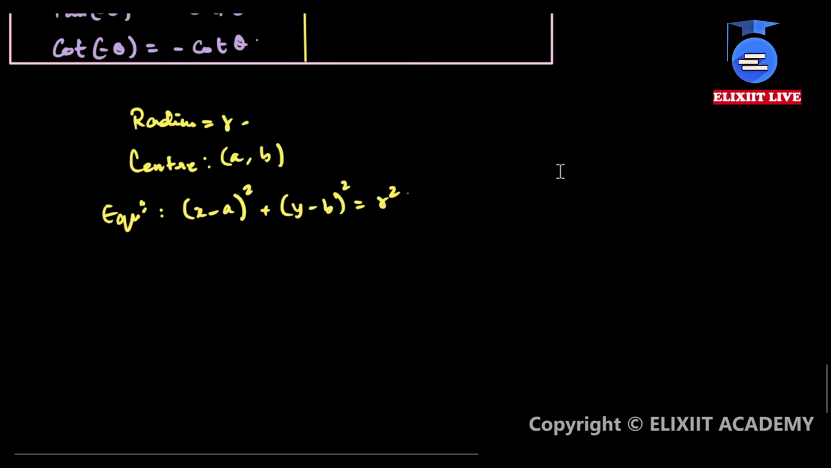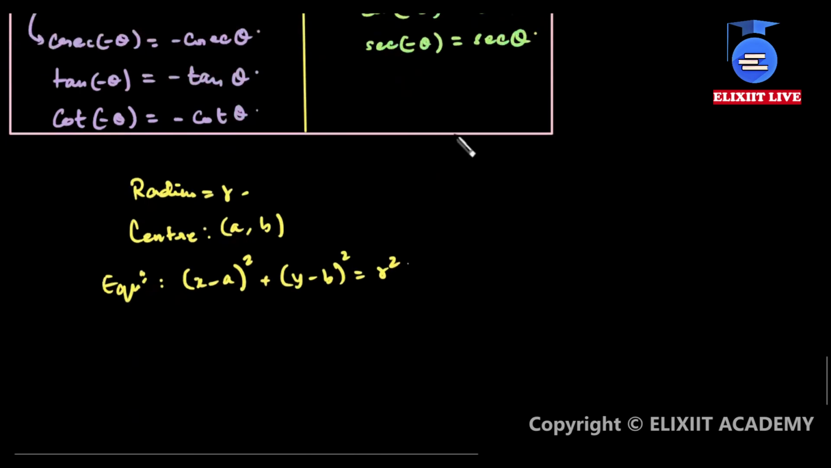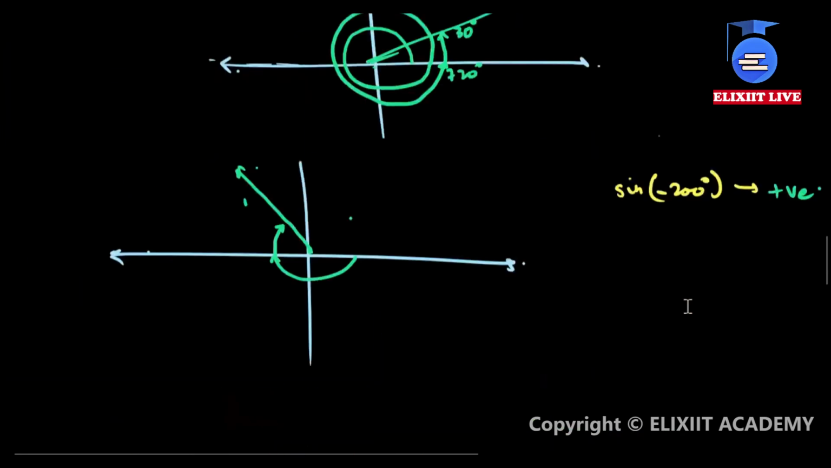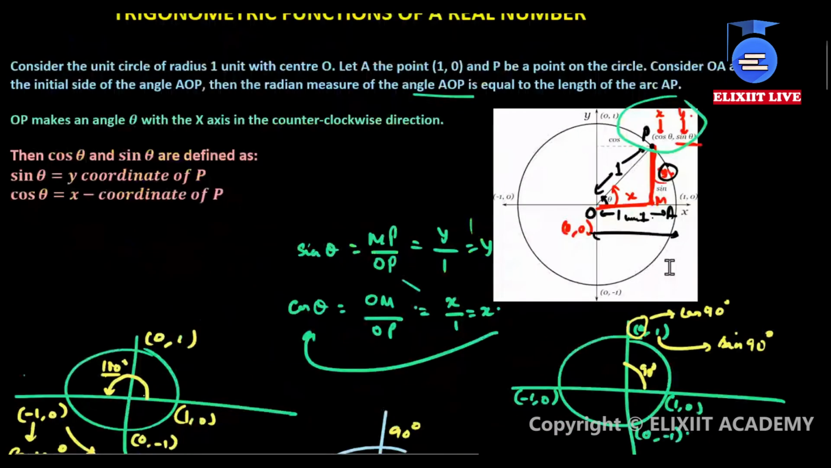So in this case, what is the center? The center is at the origin, isn't it? If you consider this particular circle, the center is at the origin, (0, 0). So here, the equation simply turns out to be (x minus 0) whole square plus (y minus 0) whole square, which is x square plus y square is equal to r square, and r in this case is 1. So x square plus y square is equal to 1. This is the standard equation of this particular circle.